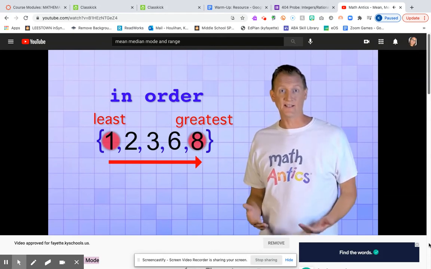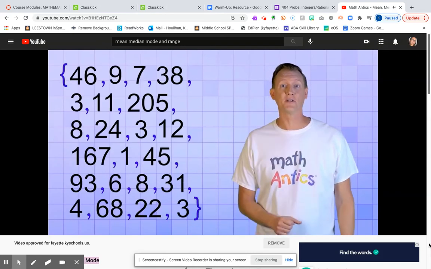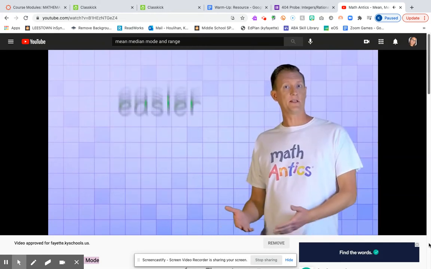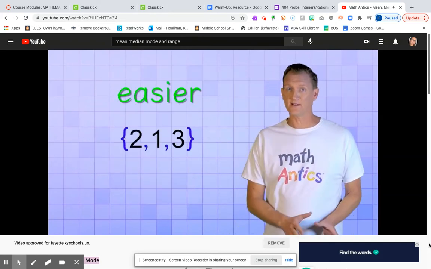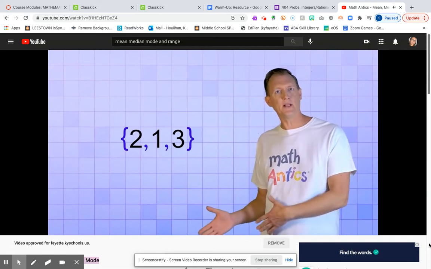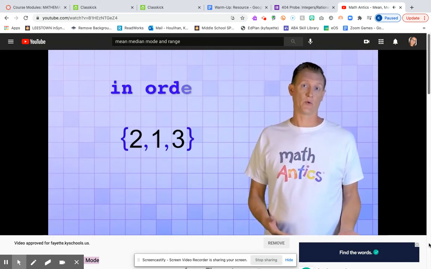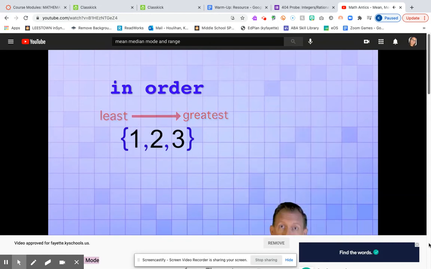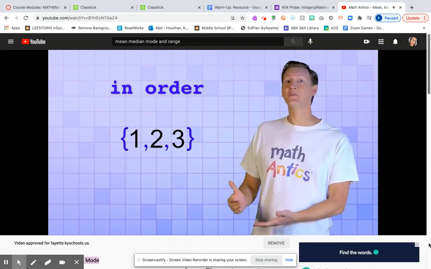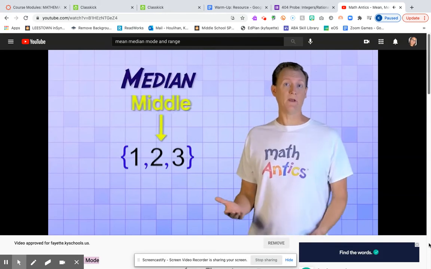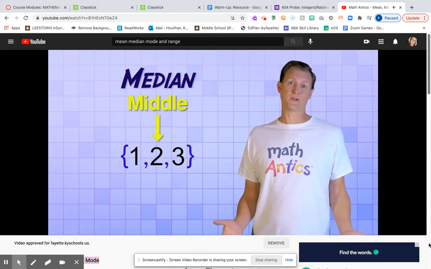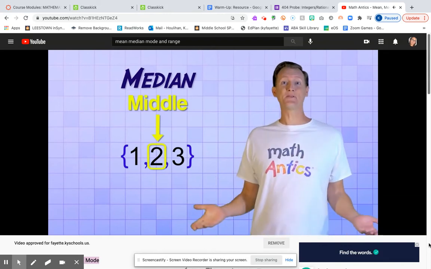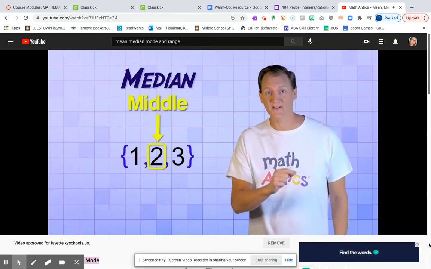And if the data set has a lot of numbers, it might take a lot of work to put them in the right order, if they aren't already that way. So to make things easier, let's start with a really basic data set that isn't in order. It's pretty easy to see that we can put this data set in order from the least to the greatest value just by switching the 2 and the 1. There, now we have the data set 1, 2, 3, and finding the median or middle of this data set is easy. It's just 2, because the 2 is located exactly in the middle. That almost seems too easy, doesn't it? But don't worry, it gets harder.